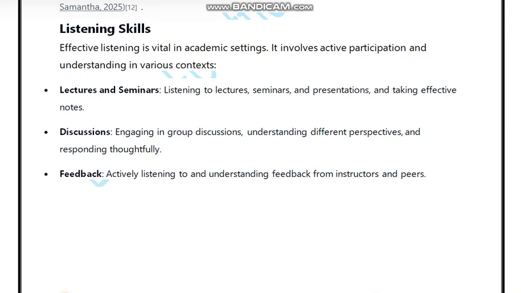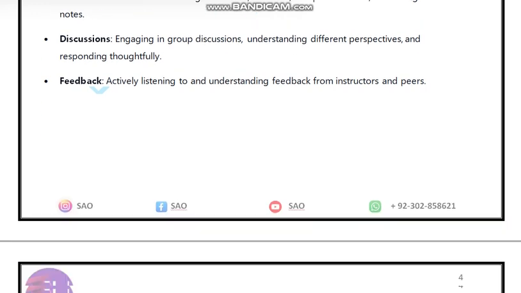So lecture and seminar, we are sitting and listening in lectures and seminars. This is listening skill. Listening to enhance lectures, seminars, and presentations, taking effective notes. We are just listening and noting the important points. Apart from that, we have discussions: engage in group discussion, understanding different perspectives, and respond thoughtfully. Apart from that, we have feedback: active listening to and understanding feedback from the instructor and peers.